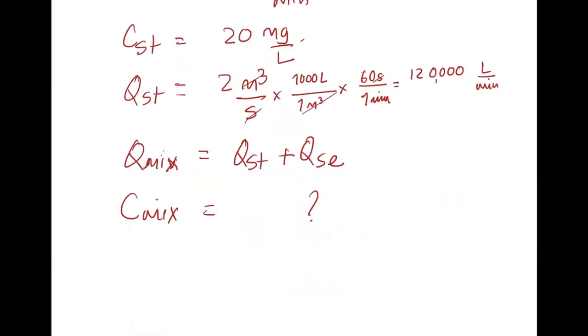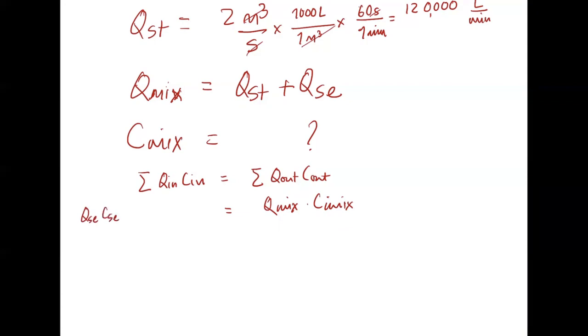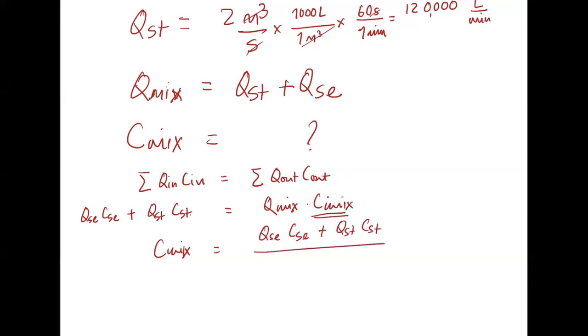So now let's see what the C mix is. You know from the mass balance equation, the sum of all coming in, Q in, C in, should be the sum of all going out. The only thing going out here is Q mix times C mix. I'm just substituting everything coming in. Everything coming in would be QSC, CSC, and then the stream flow itself, Q stream, C stream. So if I ask for C mix, if we rearrange the equation, it will be QSC, CSC, plus QST, CST, divided by Q mix.